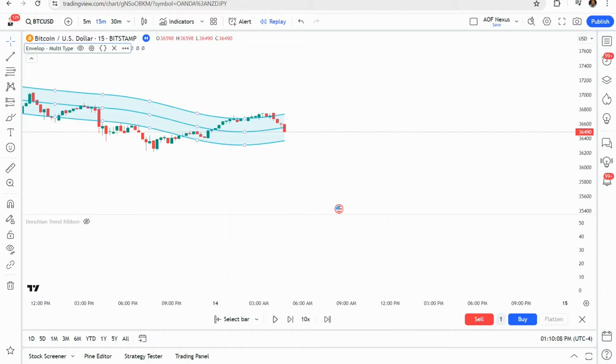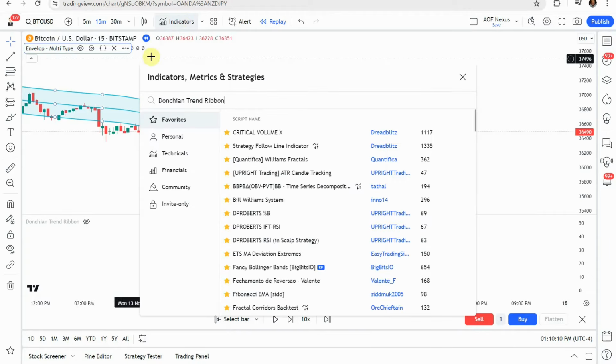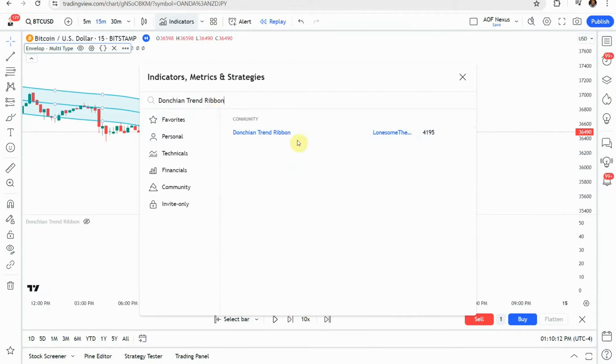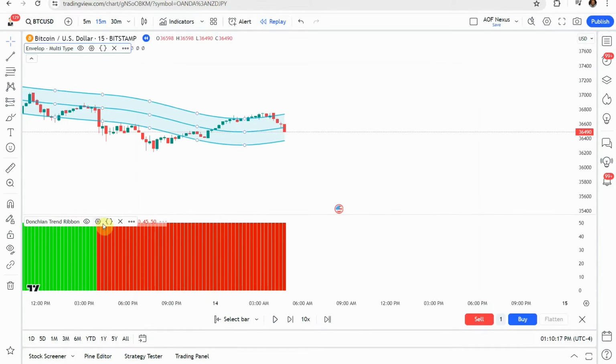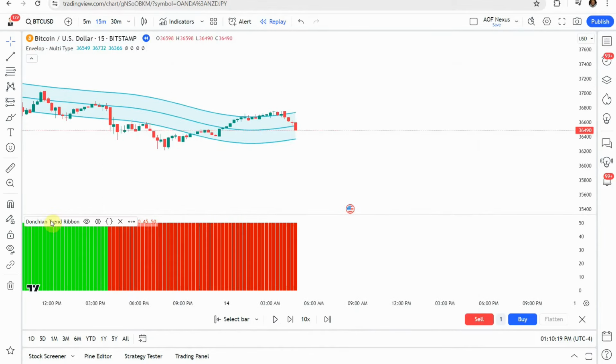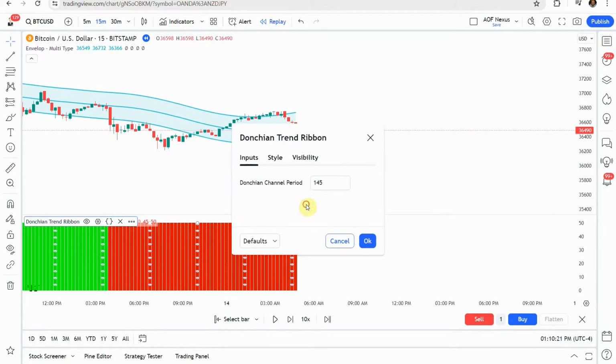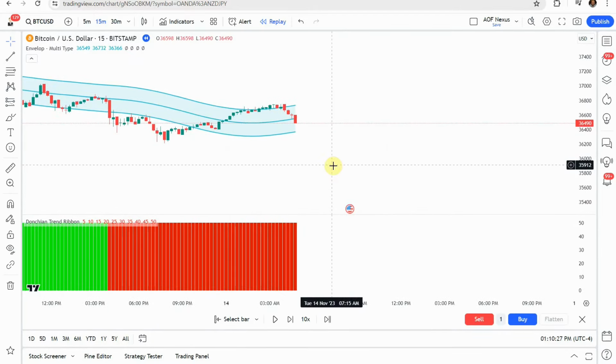The next indicator we will add to the screen is going to be the Donchian trend ribbon indicator, this one right here. Go ahead and click on that, add it to the screen, and again we're going to jump into the settings of this one as well. And under the period, you're going to change it to 145. Go ahead and click OK.